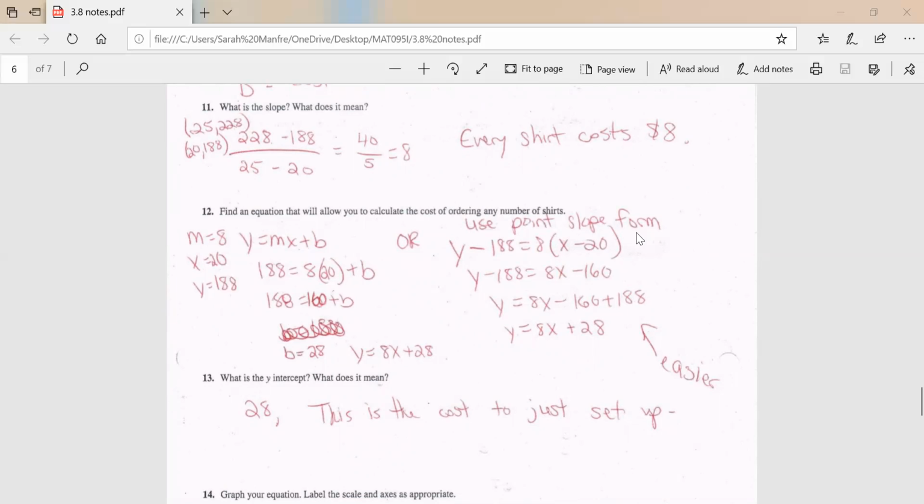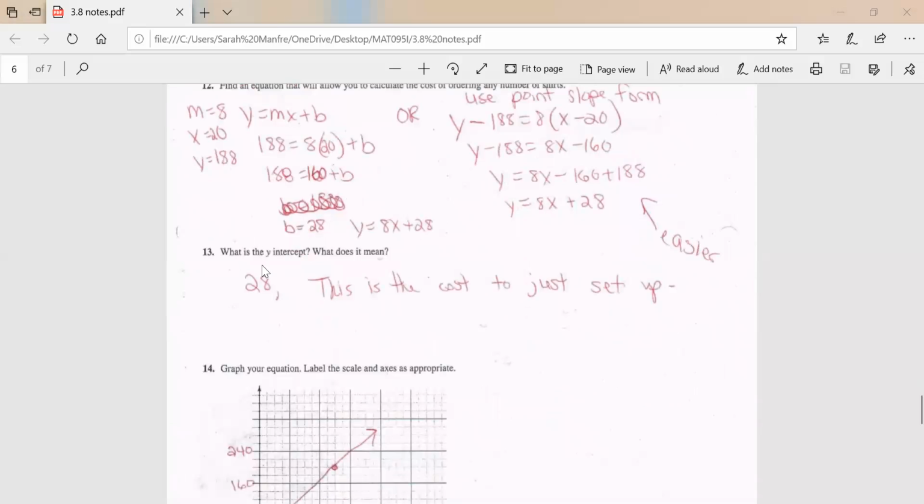Using point slope form, I picked the point (20, 188). I put 188 in place of y and 20 in place of x, because the point is (x, y), and I know that my slope is 8. So y minus 188 is equal to 8 times (x minus 20). Distribute the 8. 8 times x is 8x. 8 times 20 is 160. Now I need to solve for y, so I add 188 to both sides. Negative 160 plus 188 gives me 28. So this is my final equation.